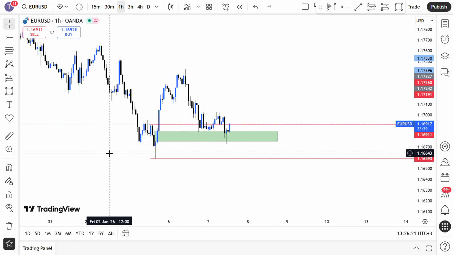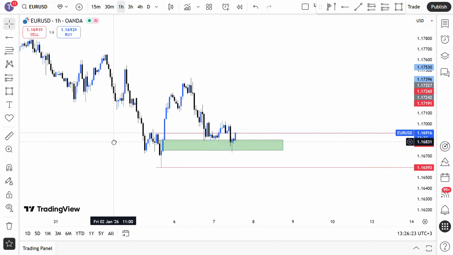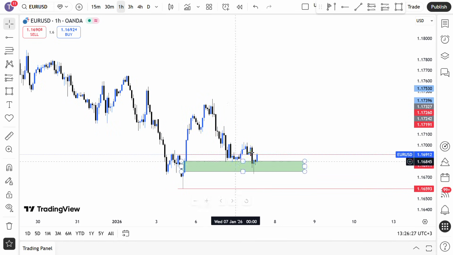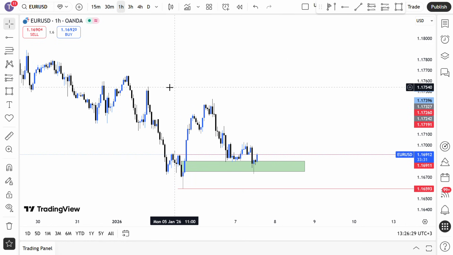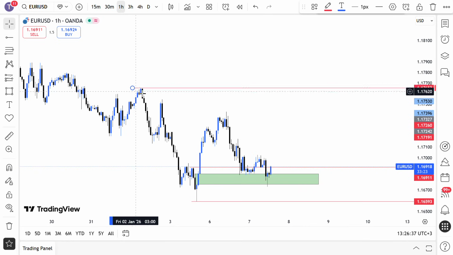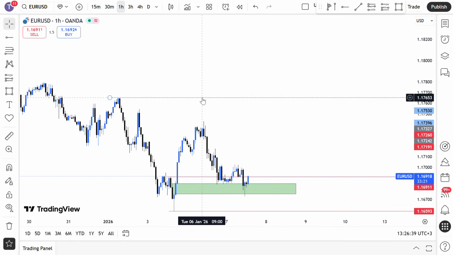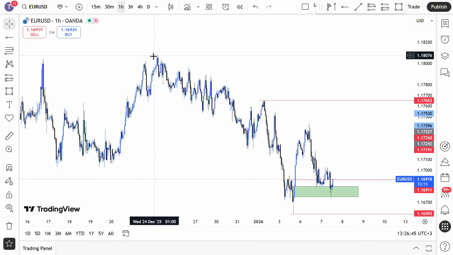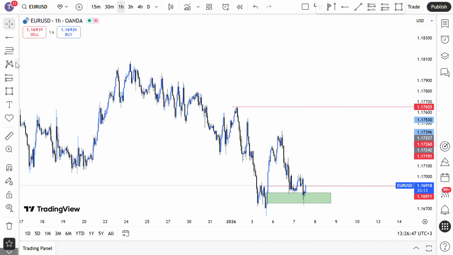In order for me to confirm that this bullish movement to the upside is valid, I want to see this high being taken out by price. We have this high up here. I want to see this high being taken out by price to confirm that the price is now willing to go even higher to clear this external liquidity.